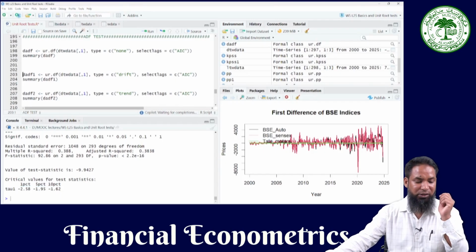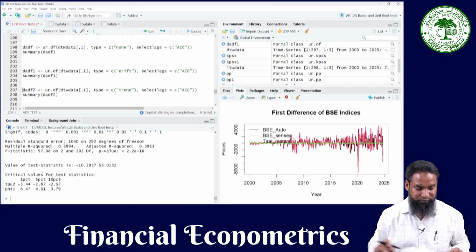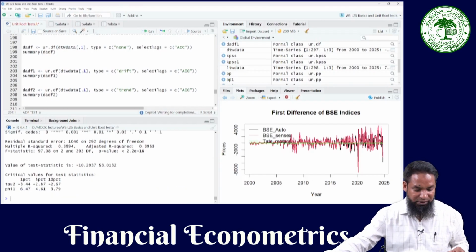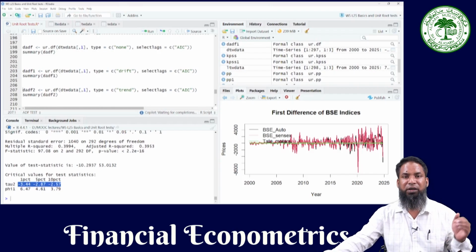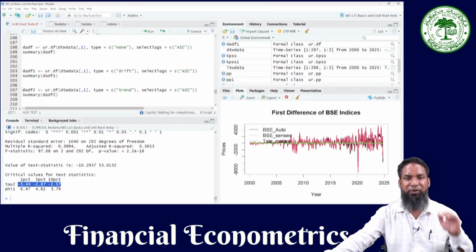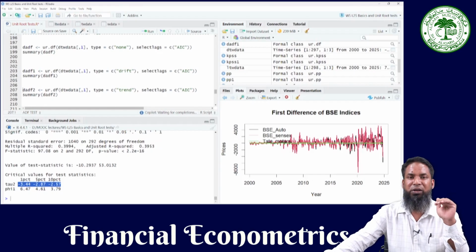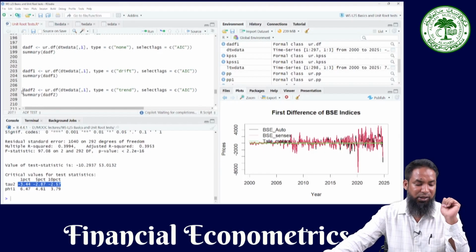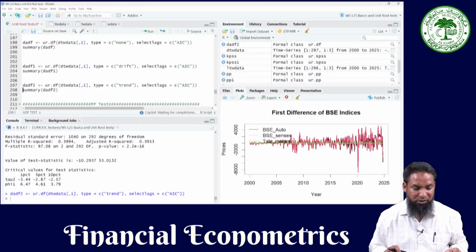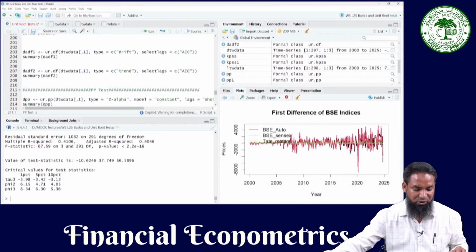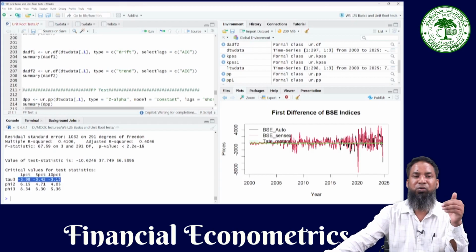We get a similar result in the other two formulations. Here it is minus 10.293, and the critical values we have are minus 3.44 and so on. So at all three conventional levels of significance we are able to reject the null hypothesis. That means we are able to reject that the series is non-stationary, so the series is stationary. A similar result we get in the third formulation also: minus 10.6246 against the critical value. Again the same conclusion.